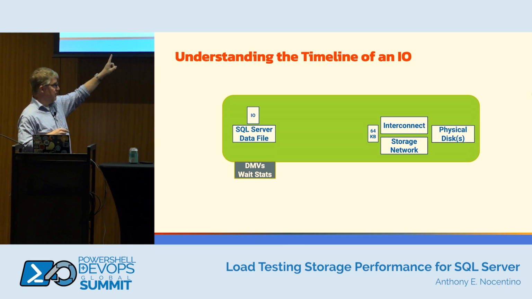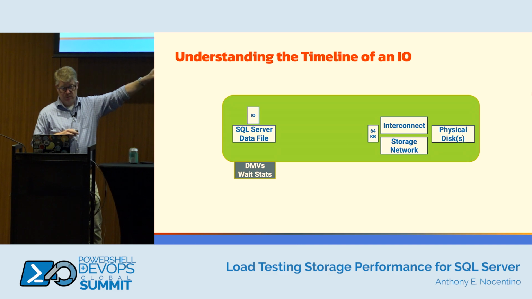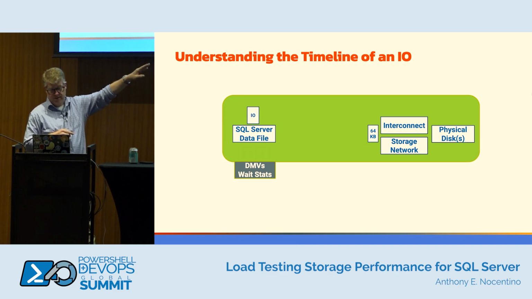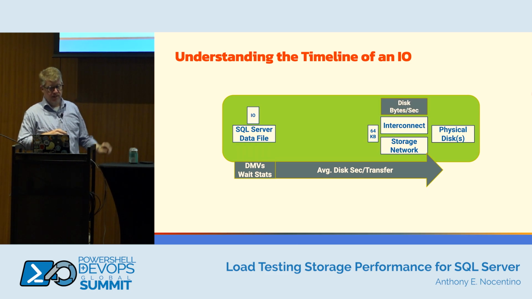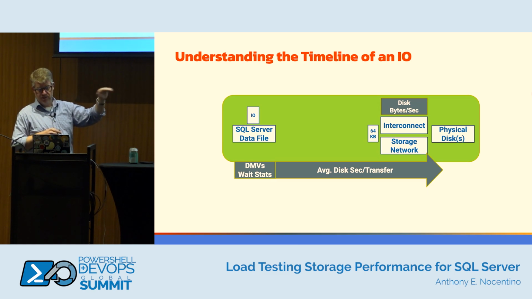The operating system starts counting once the IO hits the actual block driver in the IO stack, right? So I push that down, now I have an IO and I'm timing there. That's gonna be average disk seconds per transfer or latency, right? Disk bytes per second is how much the throughput, so these are the performance counters inside of Windows. Disk transfers per second is IOPS.